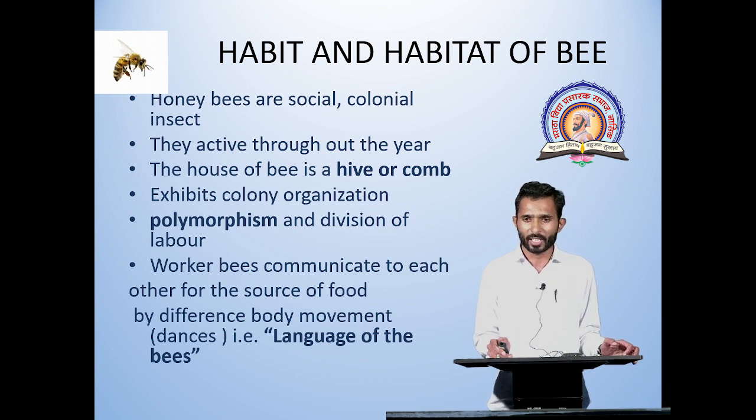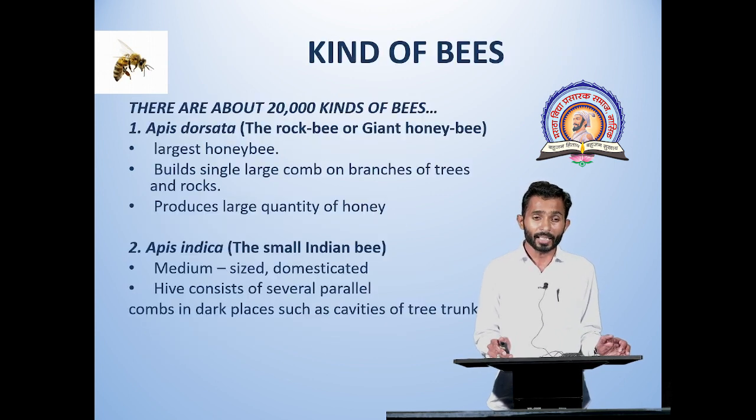In the colonial organization of bees, different kinds of bees perform different works. So here we say that there is polymorphism in bees. Among these bees, there are thousands of worker bees, and they communicate with the other bees with the help of a spatial language, and this language is the bee dance. The kinds of bees are Apis dorsata, Apis indica, Apis mellifera, and also Apis florea.